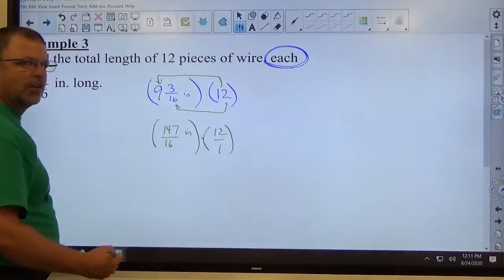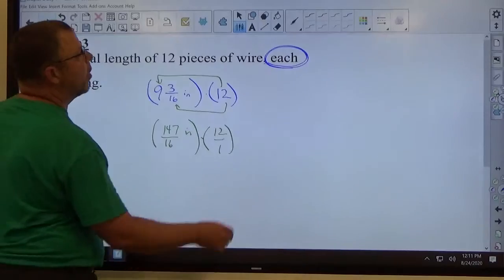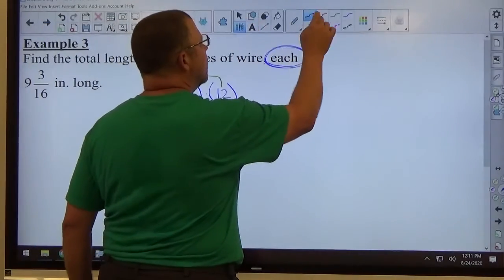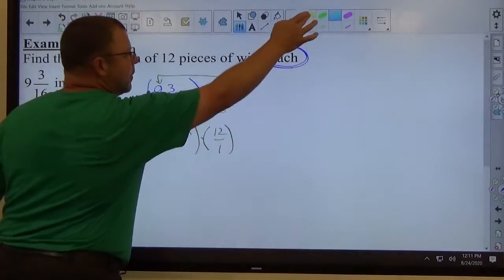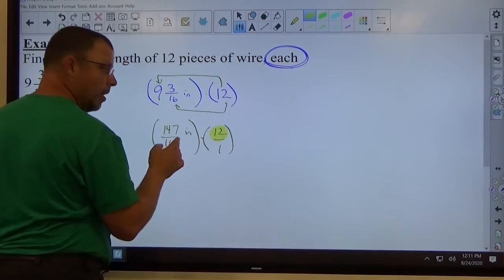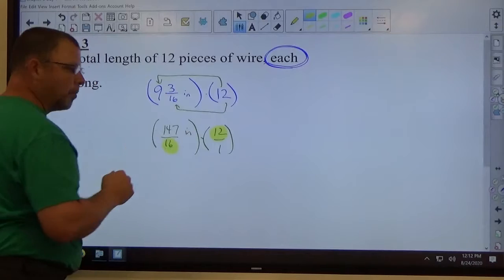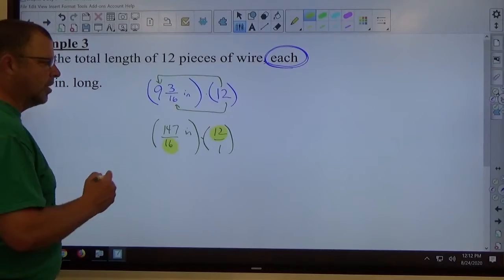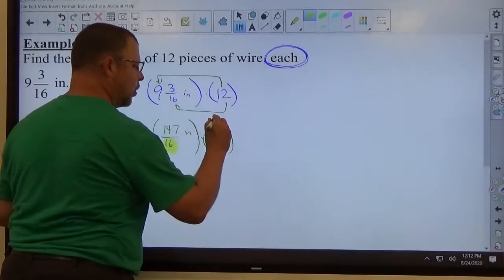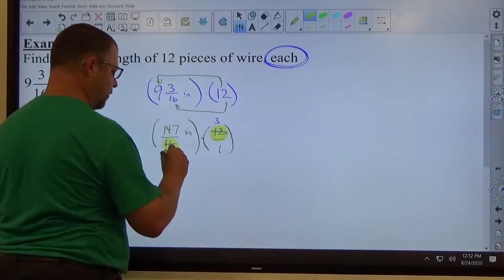Anytime you're multiplying fractions, always look for a reduction possibility. And all we're looking for to reduce is we verify that there's a number on top of the product and a number on the bottom of the product. It doesn't matter if they're the same fraction or different fractions, but there's a number on top and a number on the bottom that have a common factor. They both divide by the same number. And what you can see here is that 12 and 16 both divide by 4. 12 divided by 4 is 3, 16 divided by 4 is 4.